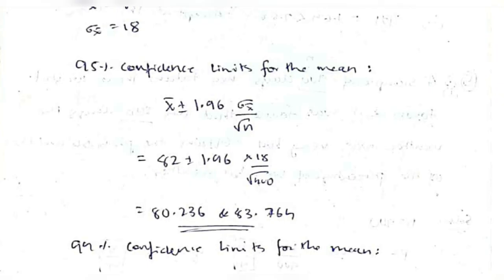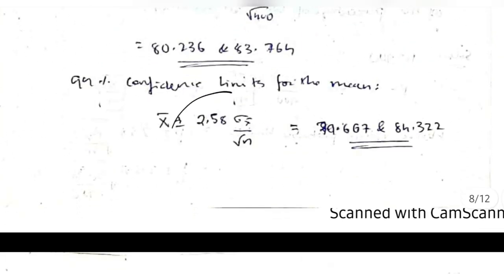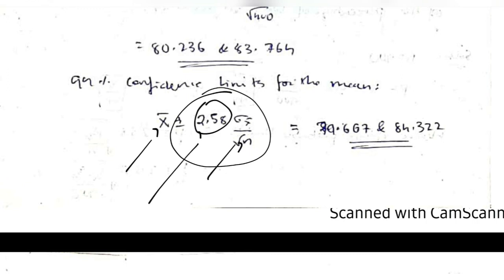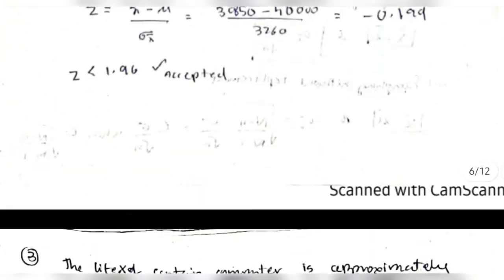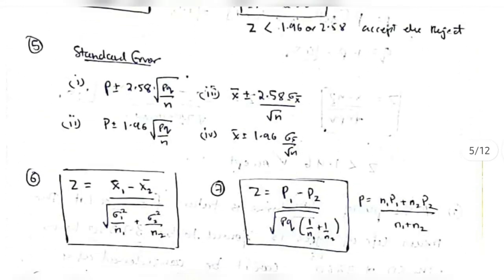Same thing we'll do for the 99% also. This was for 95. Instead of 1.96, what we'll write is 2.58. We do the same thing, apply the same values here. Instead of 1.96, what we have is 2.58. Then we will get the final answer here. So this was about the standard error, the fifth type of problem.